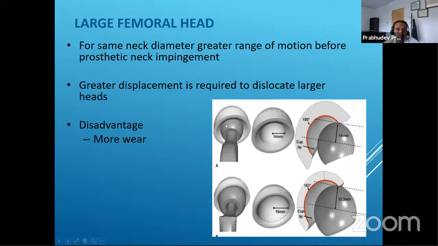So by increasing the femoral head, this decreases the risk of impingement, and a greater displacement is required to dislocate the larger heads before they start impinging. But many authors have also demonstrated there is a higher risk of increased wear, because of the increased surface area of contact when we are using larger femoral heads.